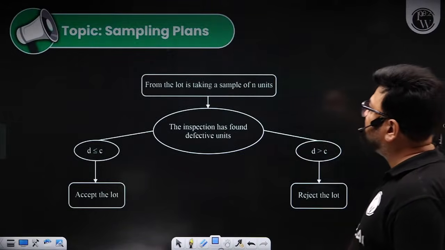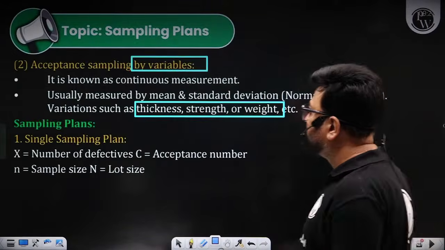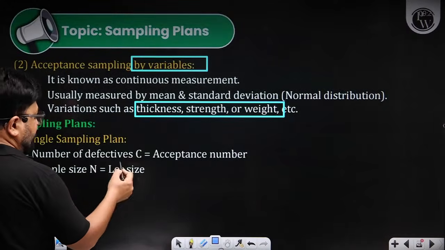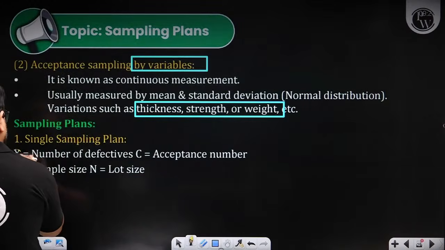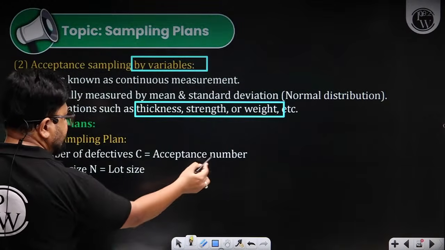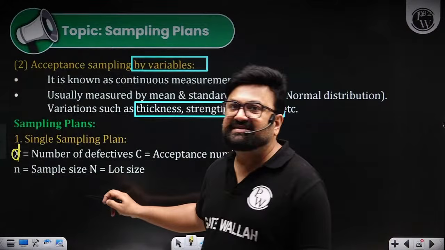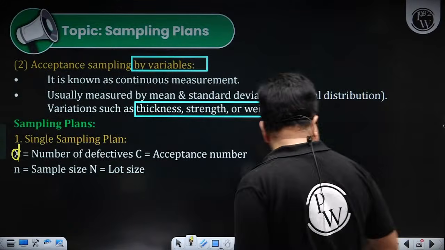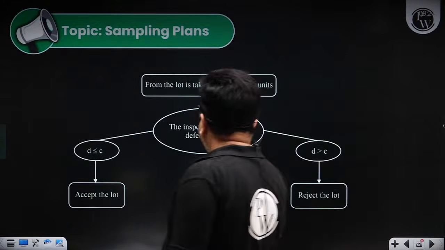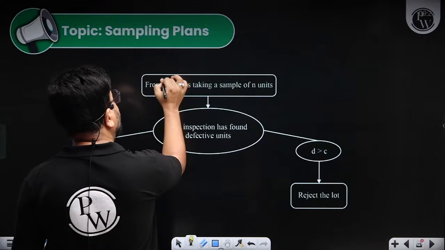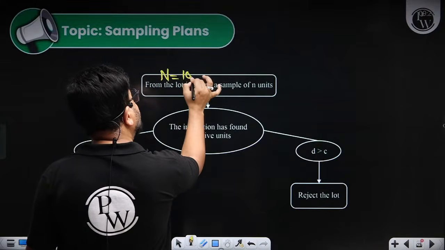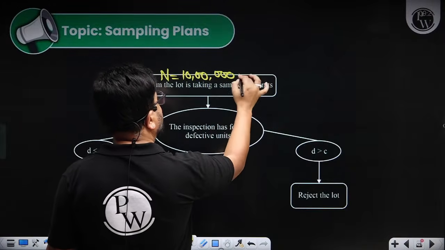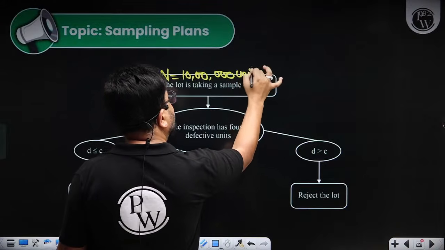In a single sampling plan, let's say there is a lot. D is the number of defective items, C is the acceptance number, small n is the sample size which we take from the lot, and capital N is the lot size. Let's say this is a 10 lakh unit lot size.